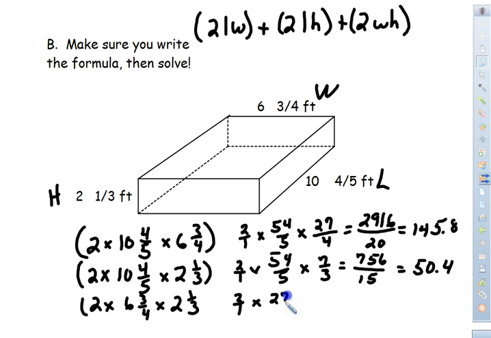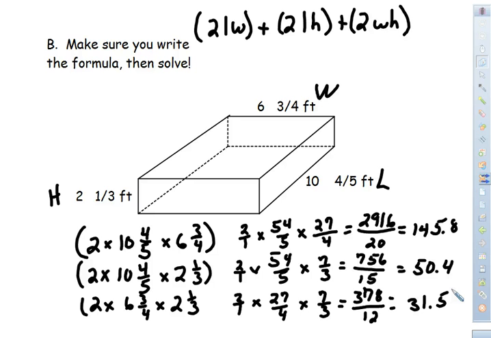The next one, 2/1 times, this one was 27/4 times 7/3, and you would take 2 times 27 times 7, which equals 378, over 1 times 4 times 3 is 12. So then divide that 378 divided by 12, which equals 31.5.